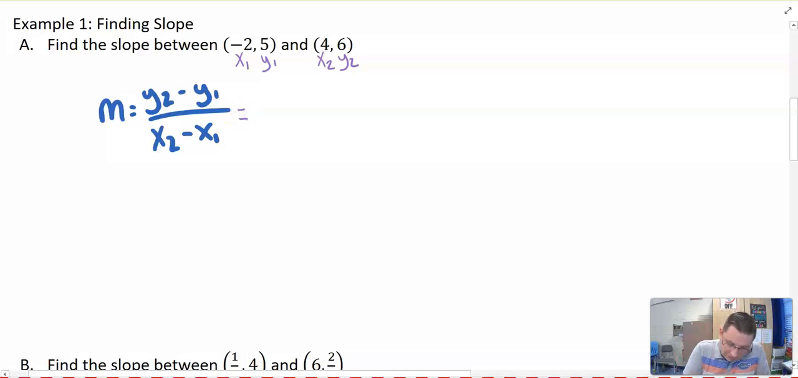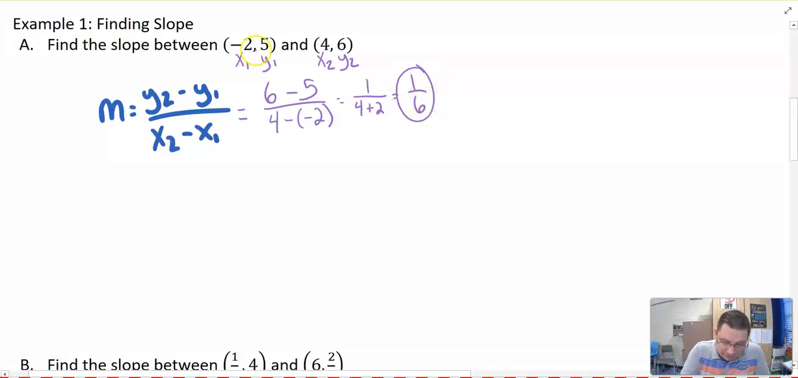So let's continue on. So y sub 2 is 6 minus our y sub 1, which is 5, over x sub 2, which is 4, minus negative 2. So we're going to get 1 over 4 plus 2, which gives us 1 over 6. So the slope of the line between negative 2, 5 and 4, 6 is 1/6. And we're done. We don't need to convert that to a decimal unless we're dealing with something like money or distance. We're going to leave it as a fraction in our problem.